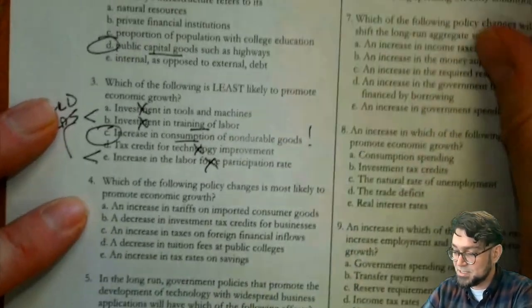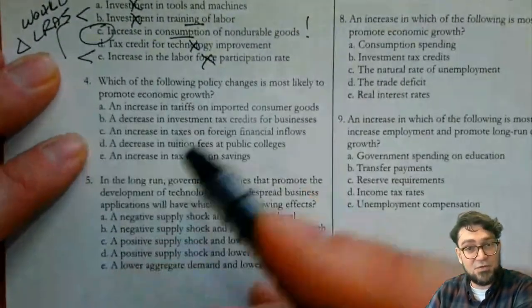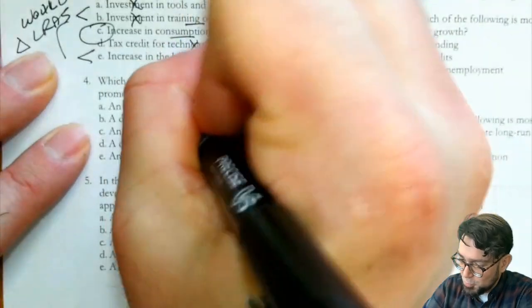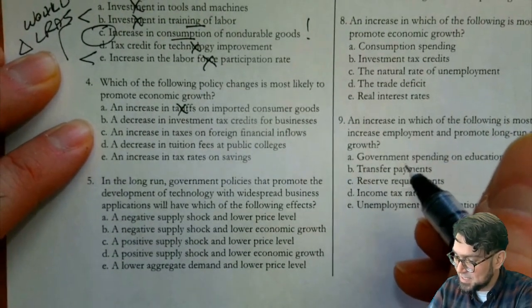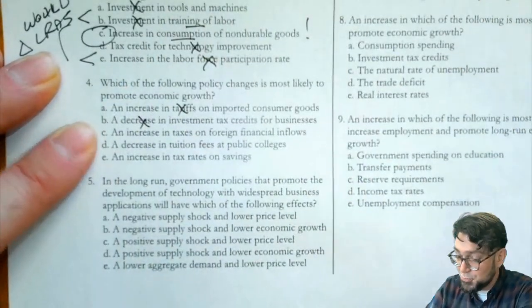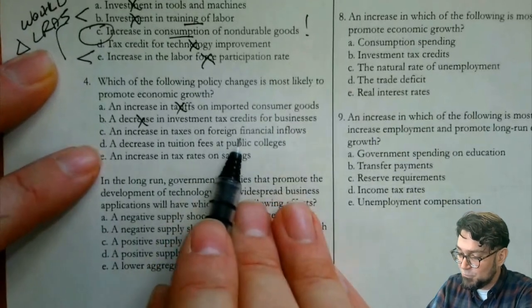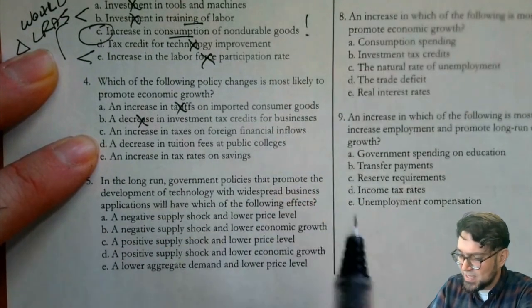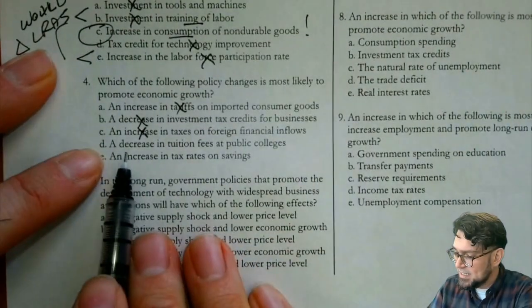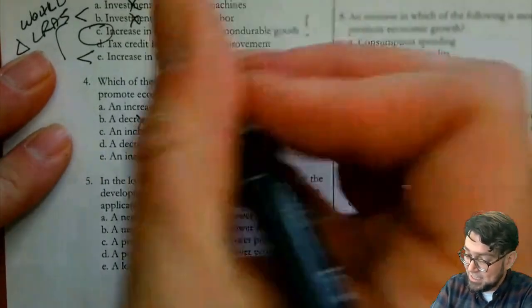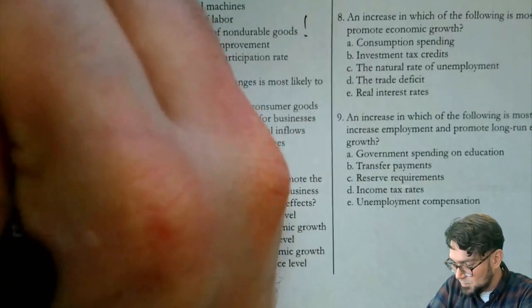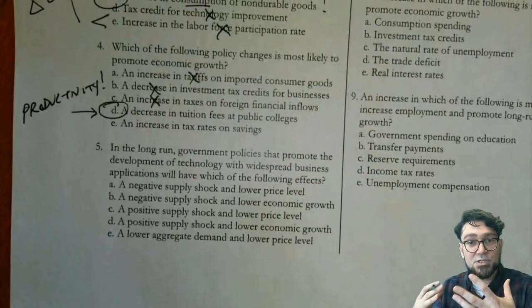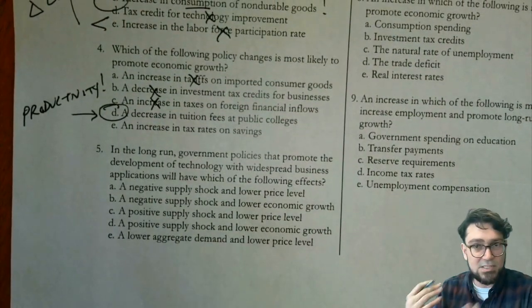Number four, which of the following policy changes is most likely to promote economic growth? You can see where we're going here. Increase in tariffs? Nope. Decrease in investment tax credits? No, because that's going to make it worse. You would want more. Decrease in taxes on foreign capital in financial inflows? An increase in taxes on that? No, that's actually going to reduce that. Decrease in tuition fees at public colleges? That would do it, right? That would, because productivity would go up. So kind of looking for the thing that's either going to affect resource costs or the thing that's going to affect productivity. That's really what we're looking for.